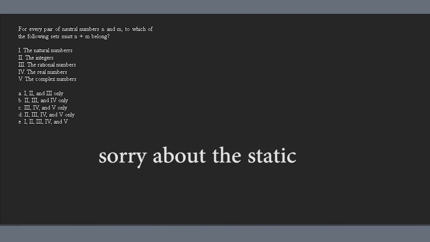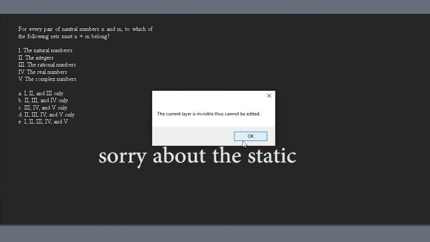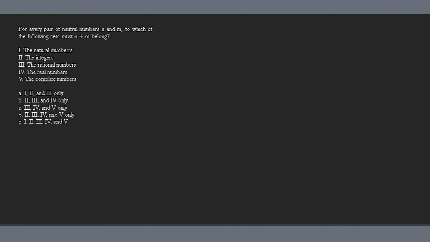For every pair of natural numbers, n and m, to which of the following sets must n plus m belong? So you have natural numbers. What are natural numbers? Things like 1, 2, 3. And we are going to add them together. So I'm going to take 1 and 2. This is going to be my n. This will be my m. I'm going to add them together and I get 3, right?